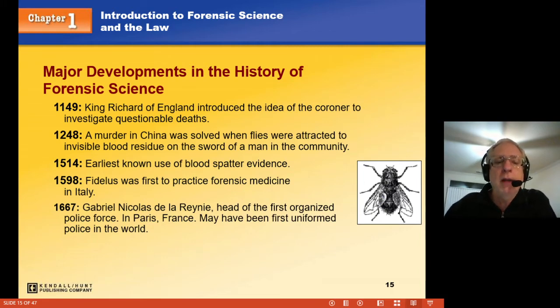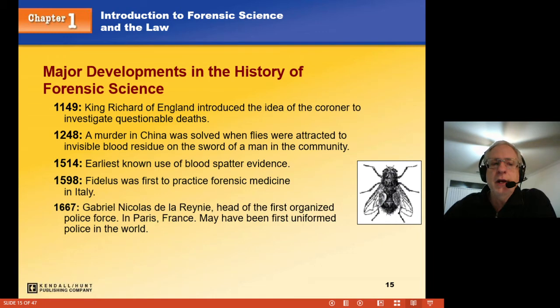We're going to talk about blood spatter, and notice it's the word spatter, not splatter. They actually mean different things. We'll come to that more. Fidelis was the first to practice forensic medicine in 1598. So just keep in mind, forensics, 400 years we've had forensic medicine, which is now more closely linked to the field called pathology.